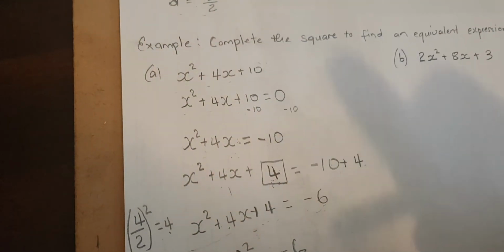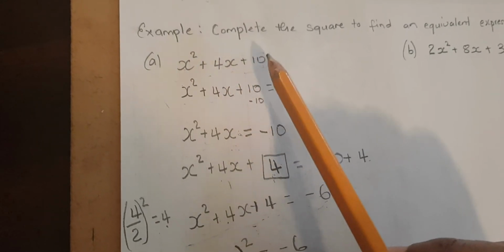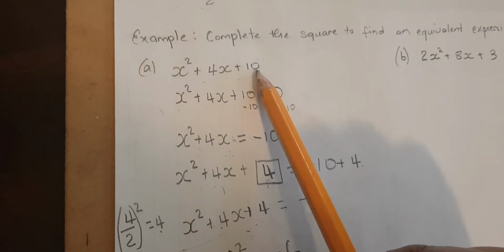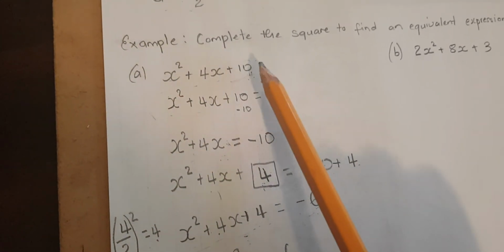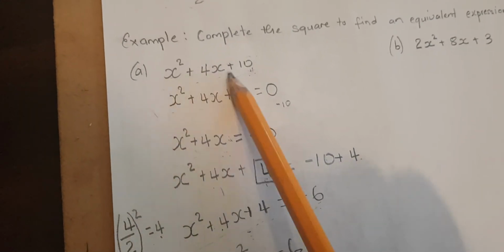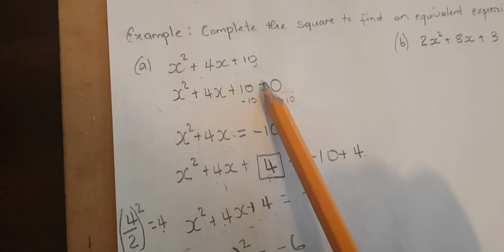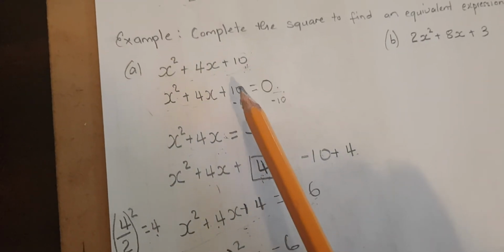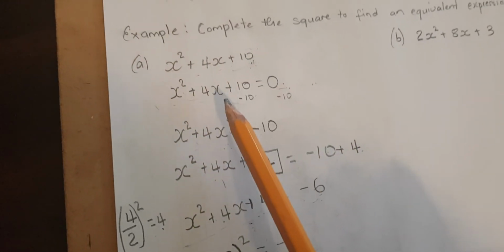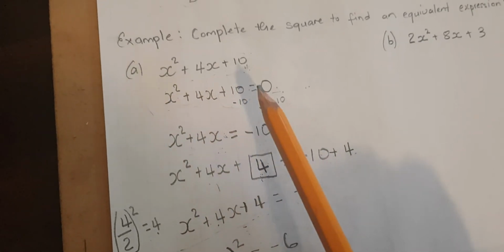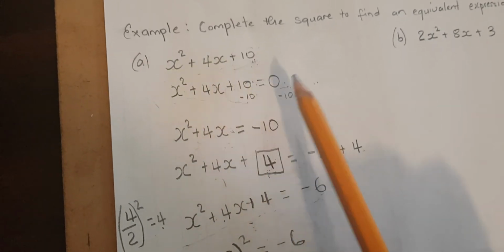So to recap with this one: when you're given this, don't assume that this is a value that completes the square. You have to be certain, and to be certain, you have to find it yourself. The first thing we did was turn this expression into an equation by having it equal to 0. Then whatever the constant term is, we take it to the other side by doing the opposite. Because we were adding 10, we subtract 10 from both sides. If we were subtracting 10, we would add 10 to both sides.